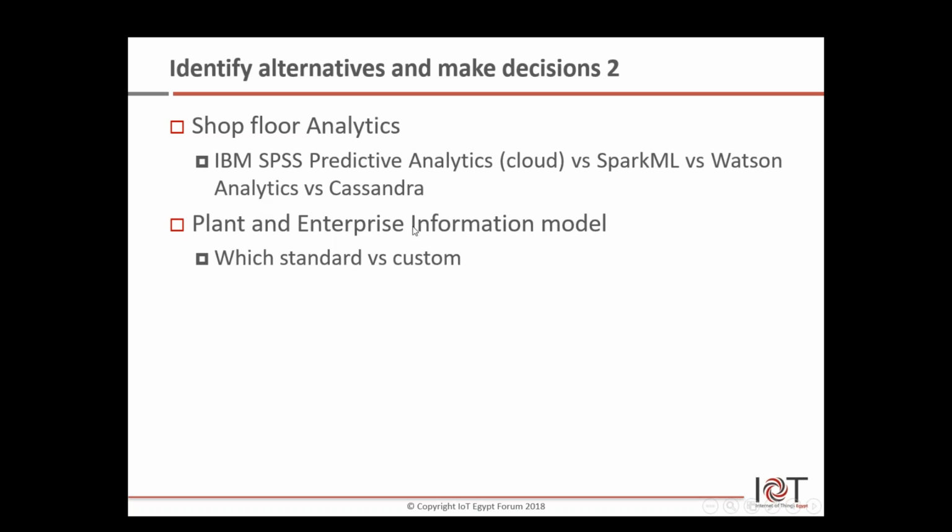For the Plant and Enterprise Information, we need to identify which standard we will be using. The standard means there is a given data model that you will need to adopt, versus a custom approach that is not really standardized, where you need to build your own information model. So you need to take this architecture decision, either to adopt a standard one or to go with a maybe lighter custom one.